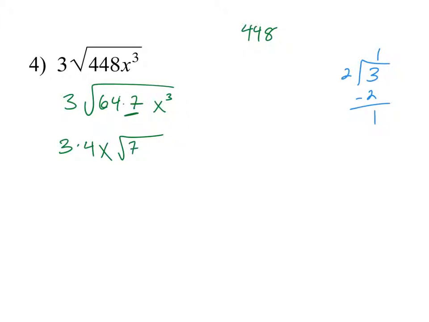But in this case, I need to make sure that that variable is always positive, right? Why? Because this is a square root. So that's why it's going to be the absolute value of x. So this is 12, absolute value of x, square root of 7x. I'm using the absolute value when the index of my radical is even and the exponent outside is odd.